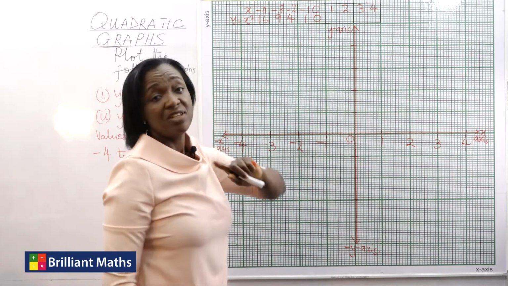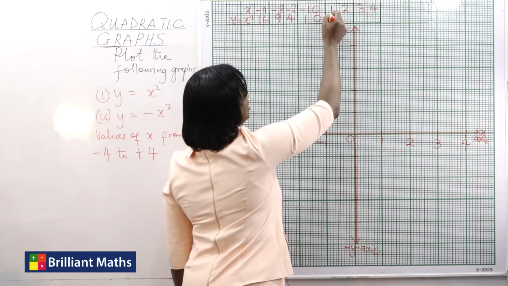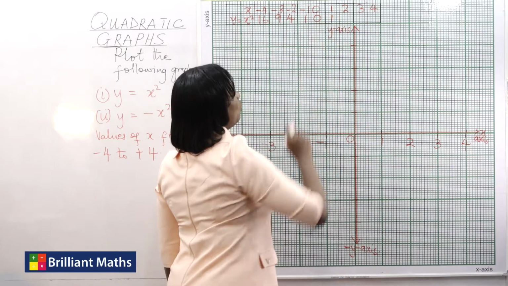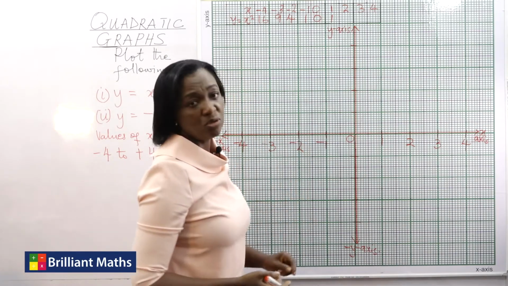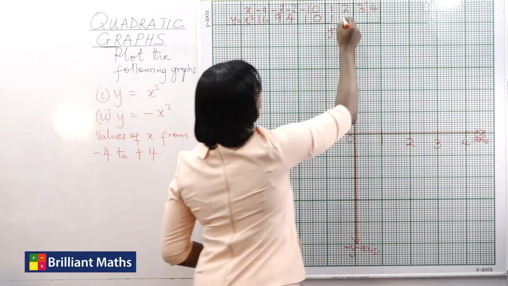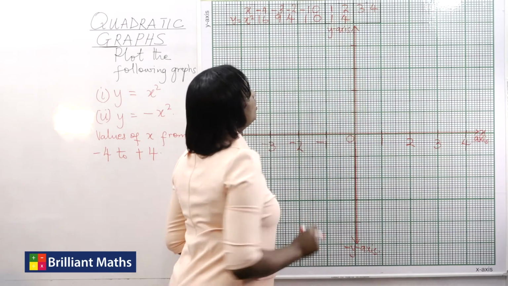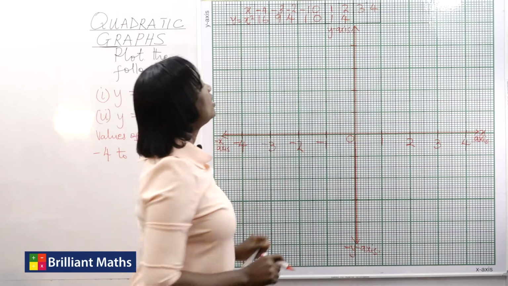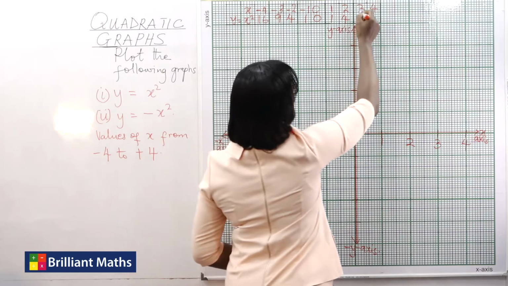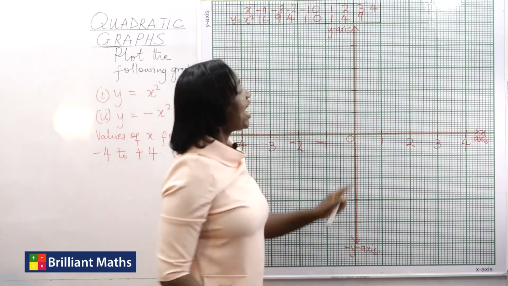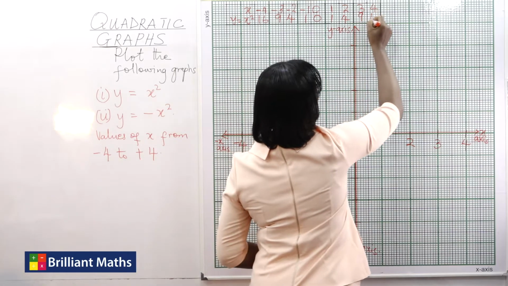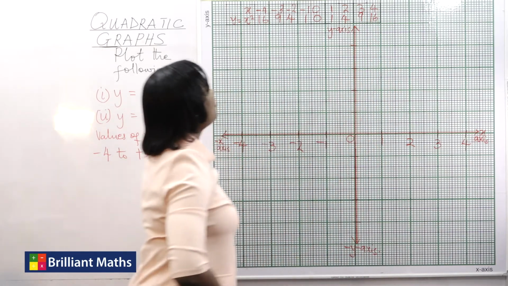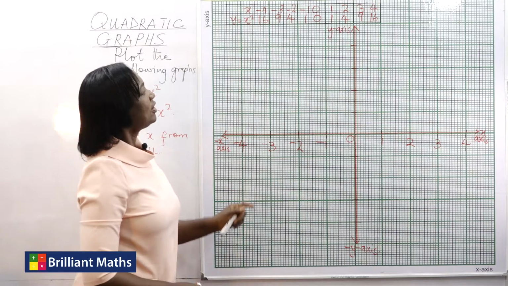When x is positive 1, y is also positive 1, because 1 squared is 1. When x is positive 2, 2 squared will give us 4. When x is positive 3, 3 squared is 9. And then when x is positive 4, 4 squared is 16. So now we have the values of y.